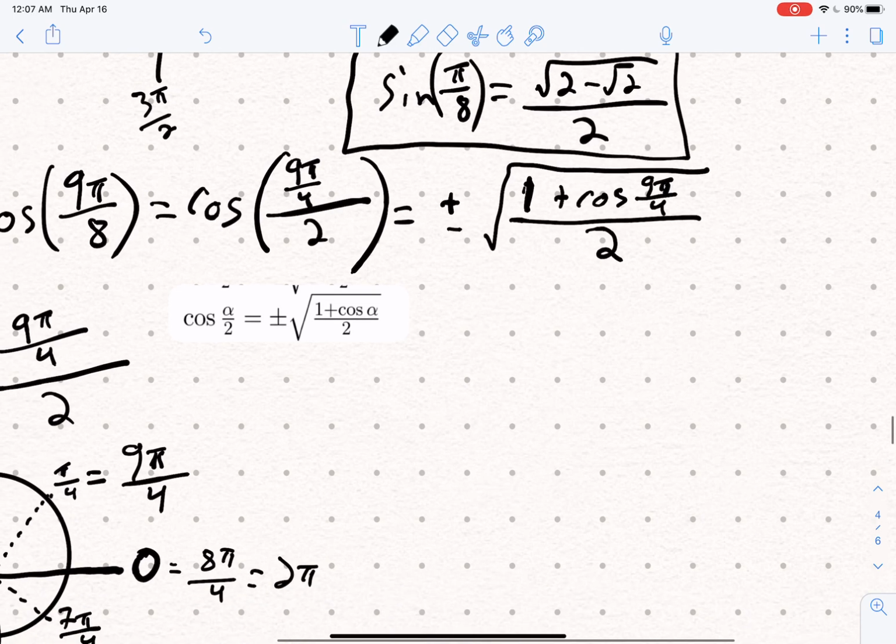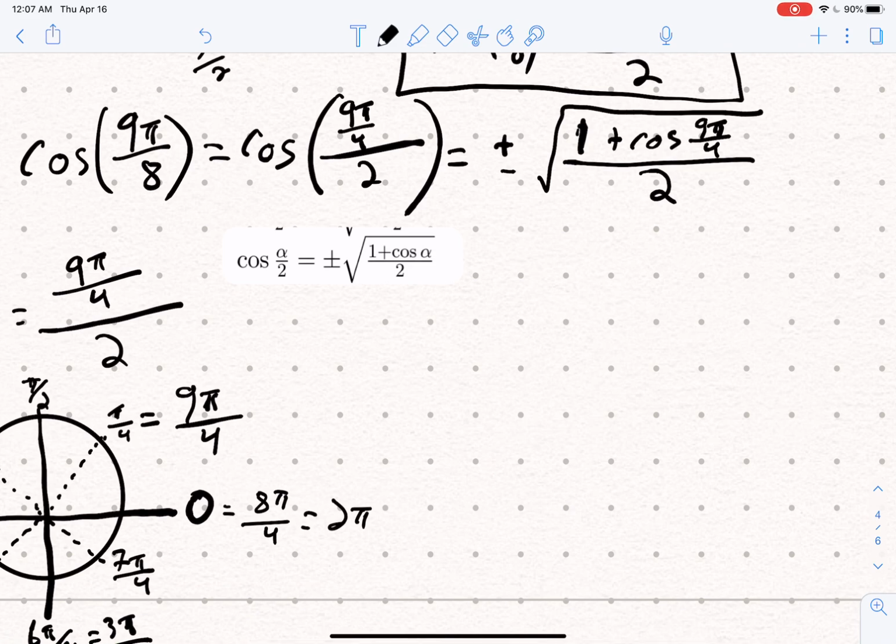Okay, and we need to know what is cosine of 9 pi over 4. Well, we saw here 9 pi over 4 is the same as pi over 4. And the cosine of that is the same as the sine, which is radical 2 over 2. The 45-degree angle, pi over 4, has the same sine and cosine, radical 2 over 2. And that pi over 4 is the same as 9 pi over 4.